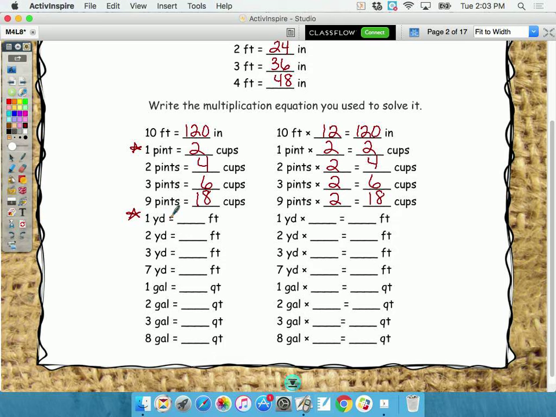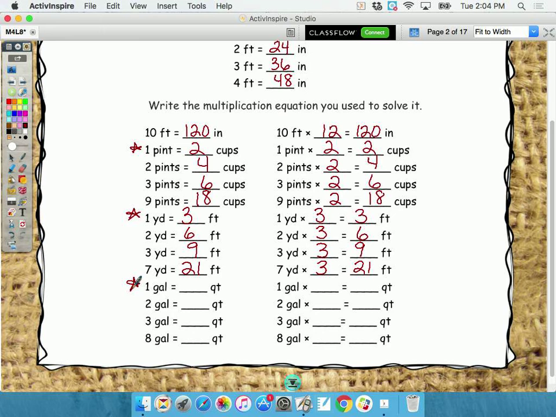But how many feet are in 1 yard? 3. Okay, so I'm just going to multiply the yards times 3 to get the feet. So 2 yards times 3. Okay. 3 yards times 3. 7 yards times 3. Okay, get the idea?